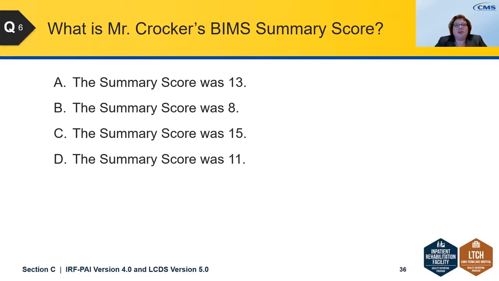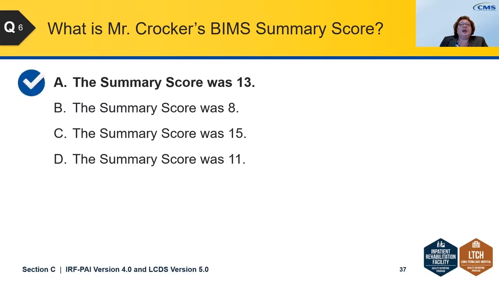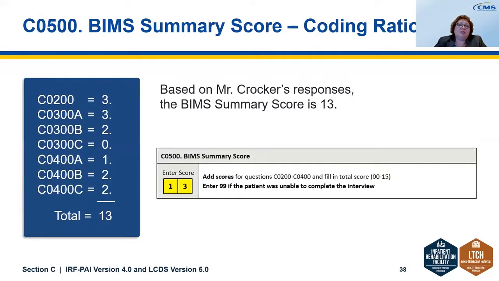So most of you thought it was 13 at 98%. And indeed, the correct answer is 13. And as I mentioned, to calculate the summary score, you would add the scores for all the questions, C0200 through C0400. For Mr. Crocker, those scores added to a total of 13. So that's how you would populate that response.